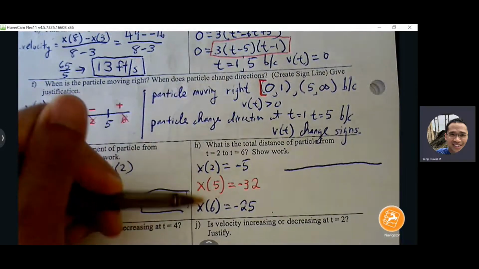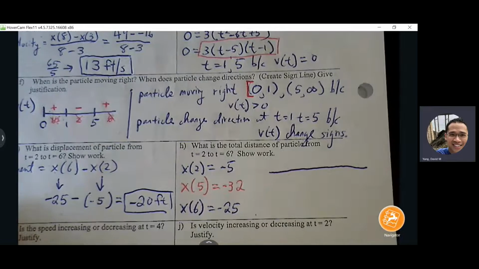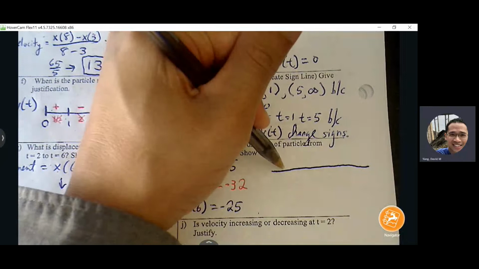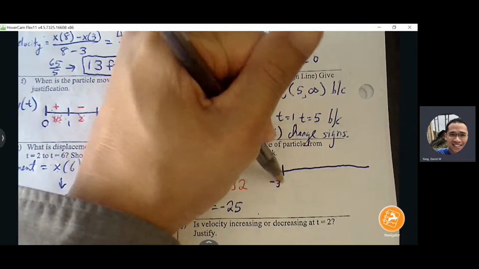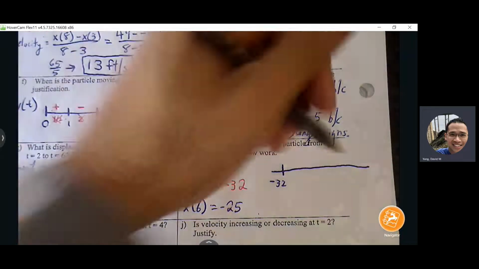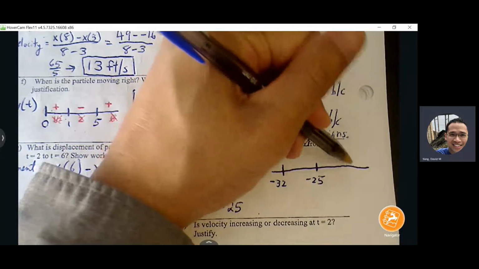So let's not worry about the time. The time is not that important. It's the location that's important. So it helps to go ahead and put those onto a number line so you can see where they are. It doesn't have to be exactly to scale, as long as you have those numbers in order here: -32, -25, and then furthest to the right is -5.